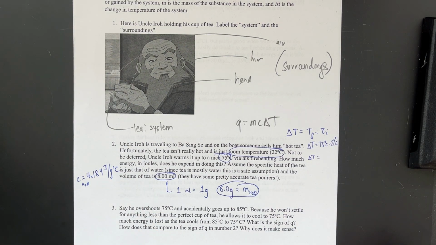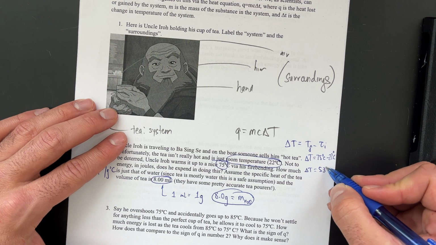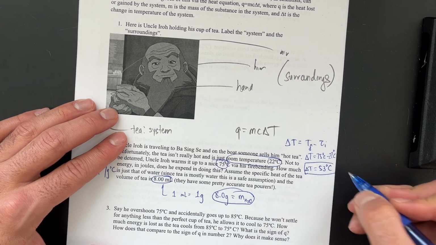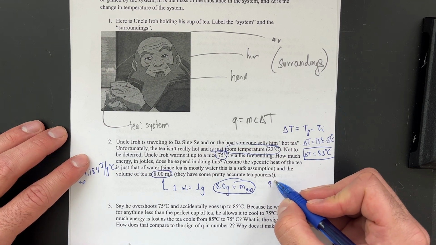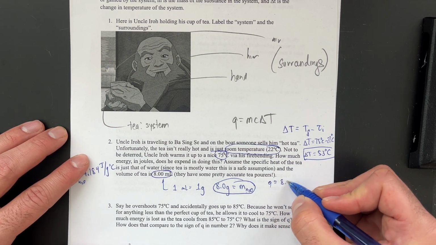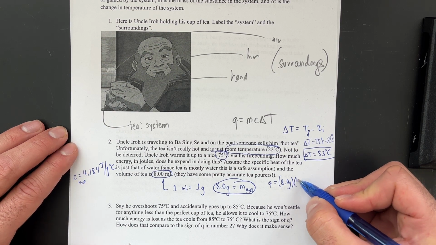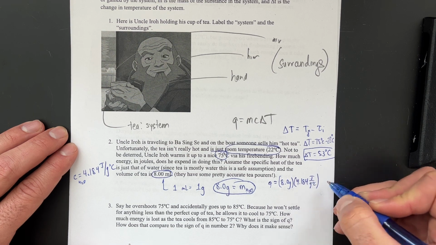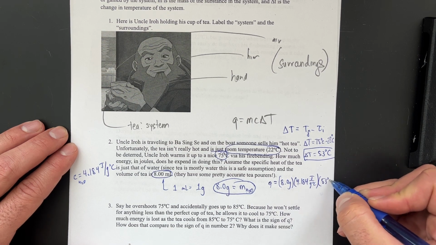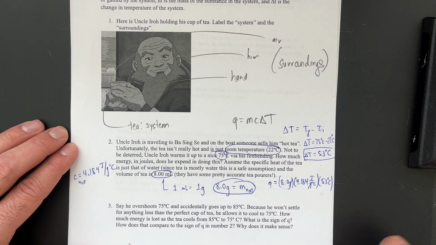75 minus 22 is equal to 53 degrees Celsius. Cool. All right, so now we can plug it into this equation. We have Q is equal to mass, which is 8 grams, C, which is 4.184 joules per gram degree Celsius, and then delta T, which is 53 degrees Celsius. Now do note, grams divided by grams will cancel.